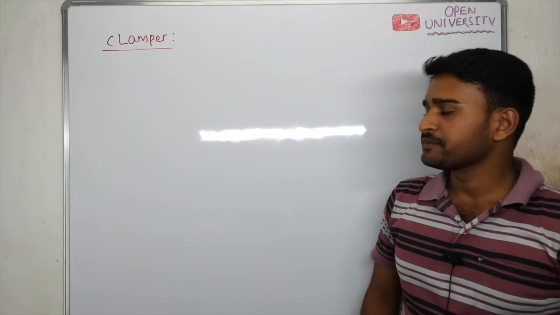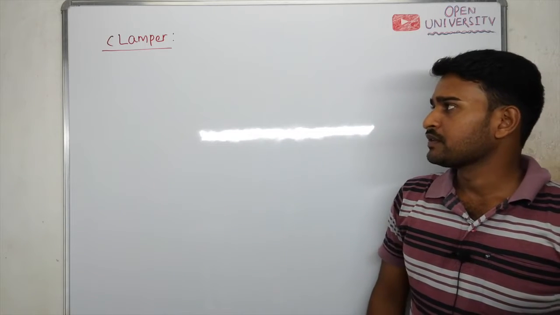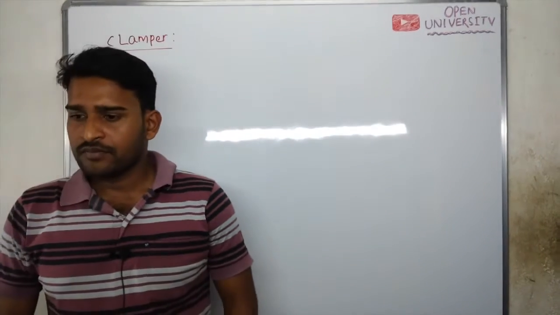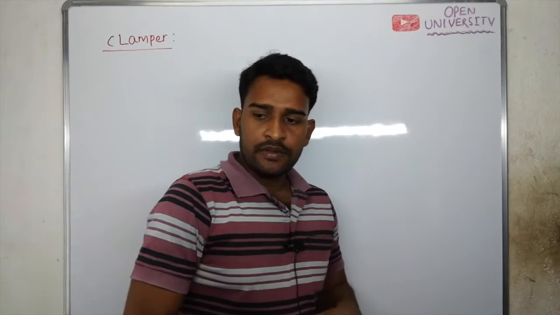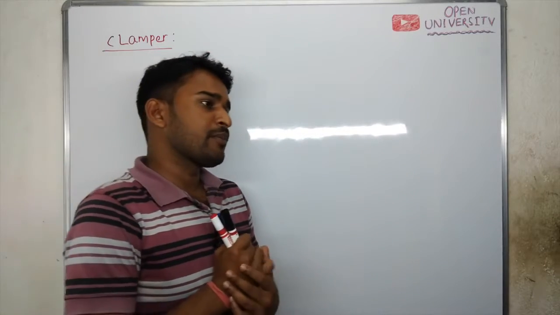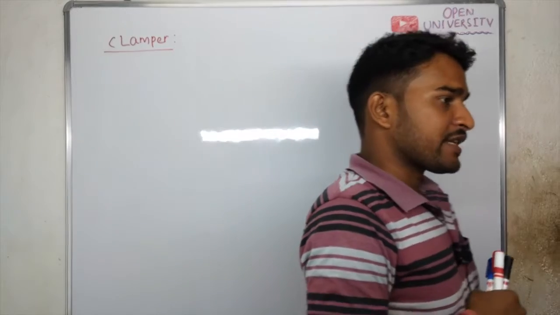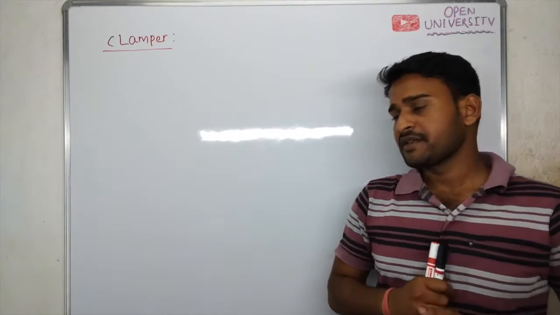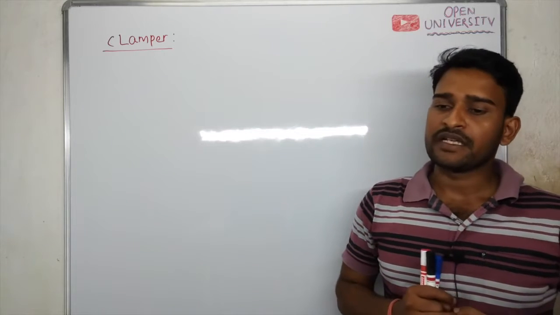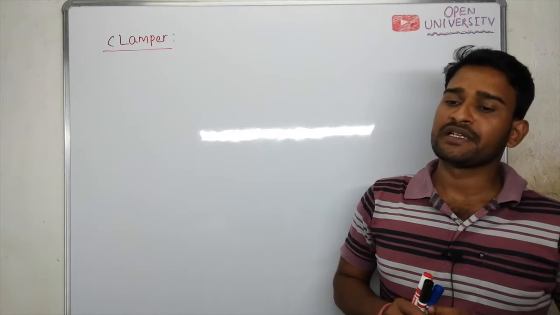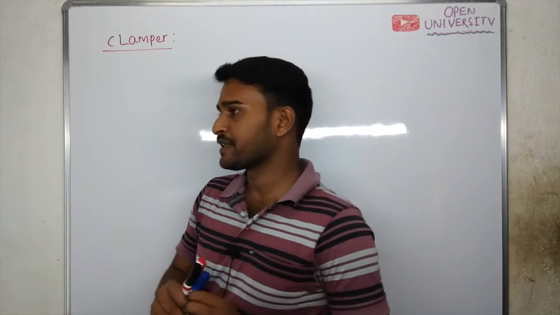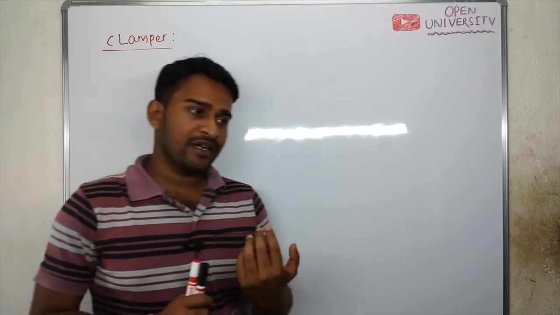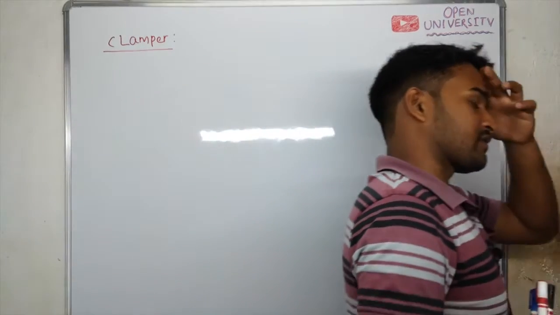Write down the next point. A clamper does not change the shape of the signal, but it will shift the signal either in the upward direction or in the downward direction.